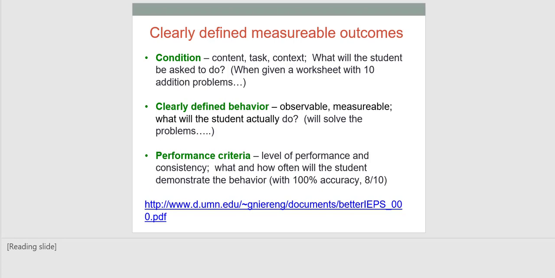And they include the performance criteria, the level of performance and consistency. What and how often will the student demonstrate the behavior? For example, with 100% accuracy or 8 out of 10 opportunities.